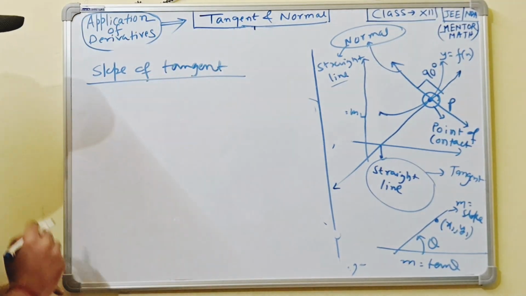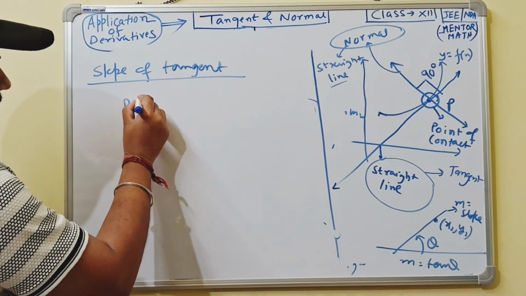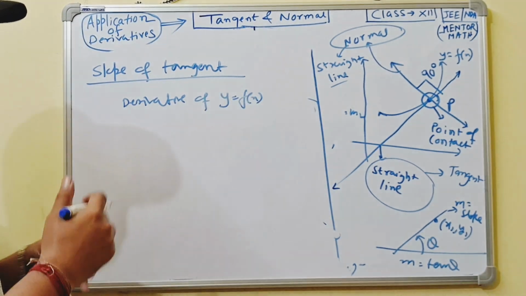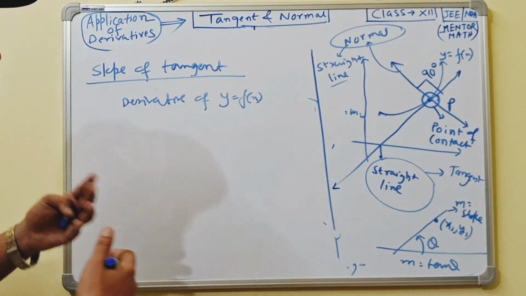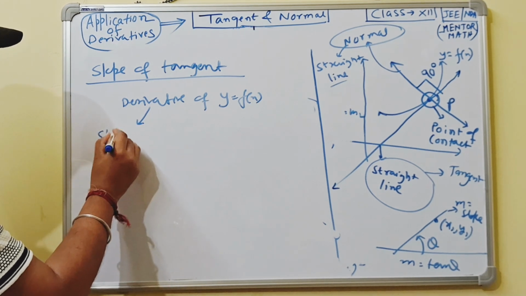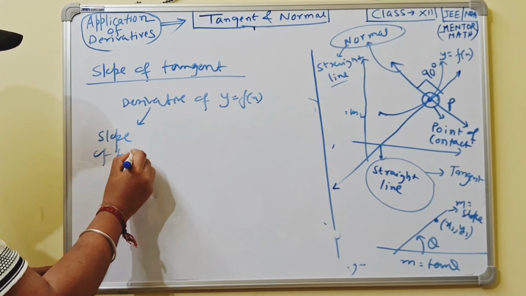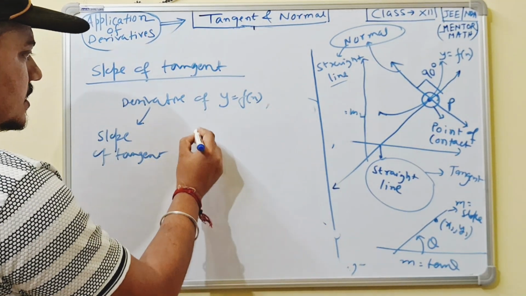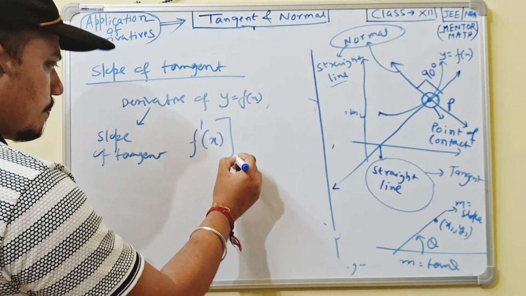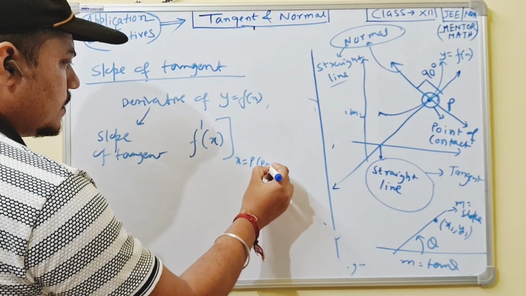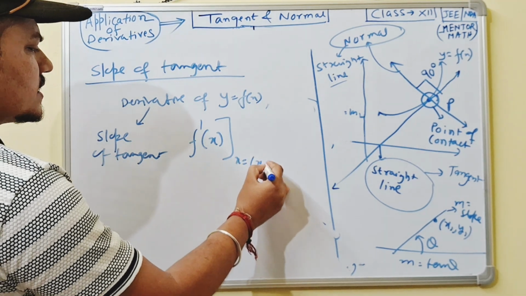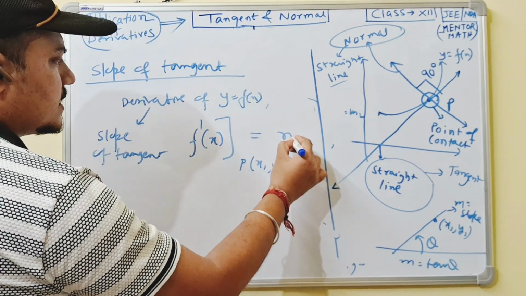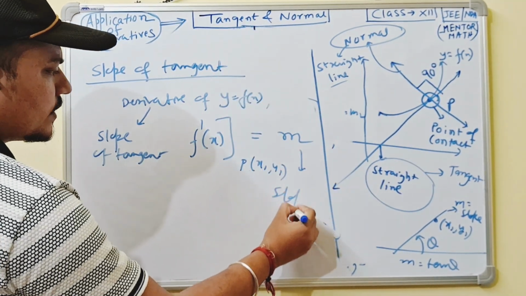First of all, the slope of tangent can be represented by the derivative of y equal to f(x). What is the geometric meaning of the derivative? The derivative means the slope of tangent. From the geometrical approach, the slope of tangent is called the derivative of y = f(x) at some point. The derivative is represented by f dash x at some point P, let us take P as (x1, y1). That is your slope. Let us take this as m. m means slope of tangent.